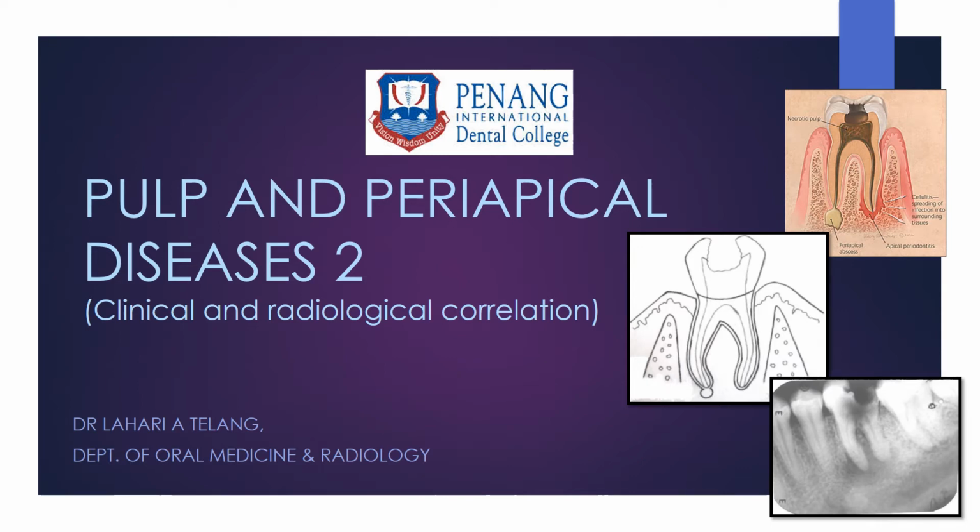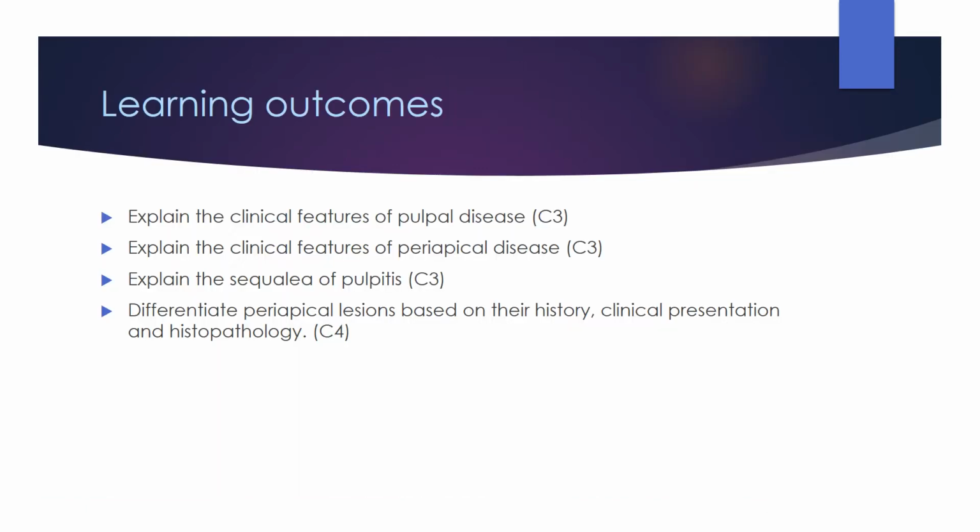This is the second part of the lecture, and we will be dealing with the sequelae of pulpitis and some correlation of clinical and radiographic findings as well. The learning outcomes that were outlined were to explain the clinical features of pulpal diseases, of periapical diseases, the sequelae of pulpitis, as well as differentiating periapical lesions based on their history, clinical presentation, and histopathology.